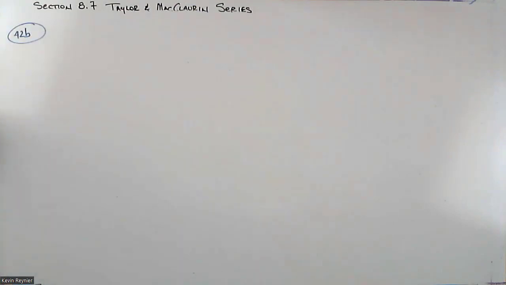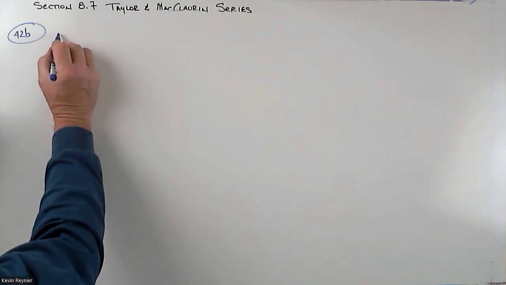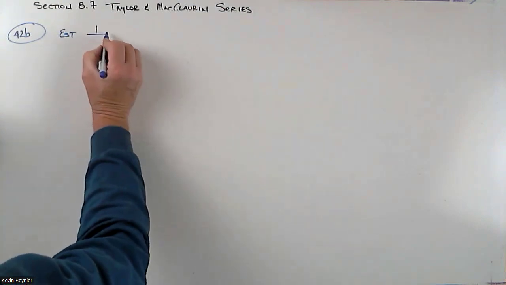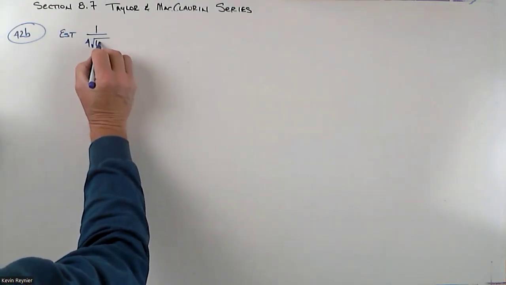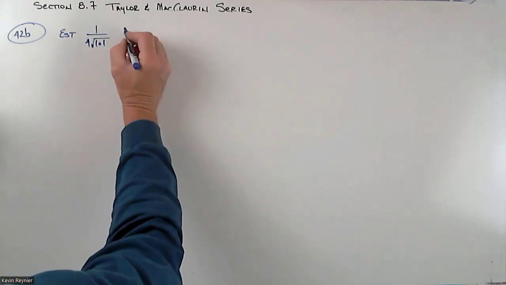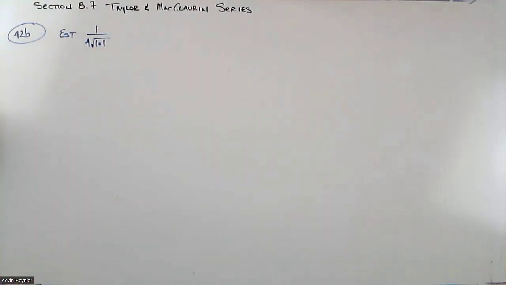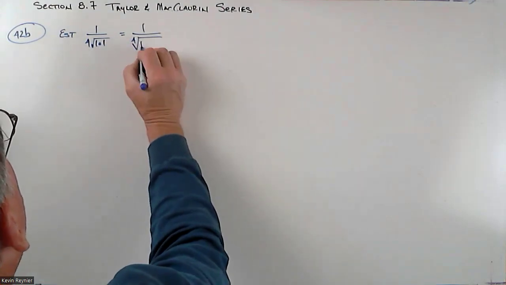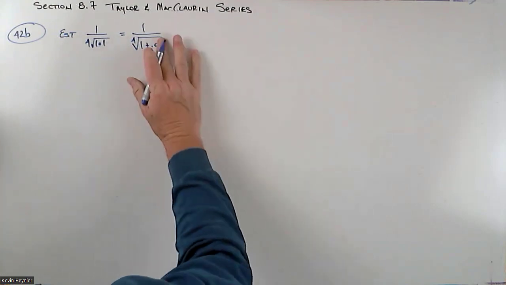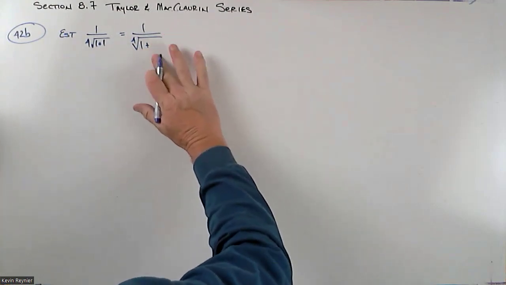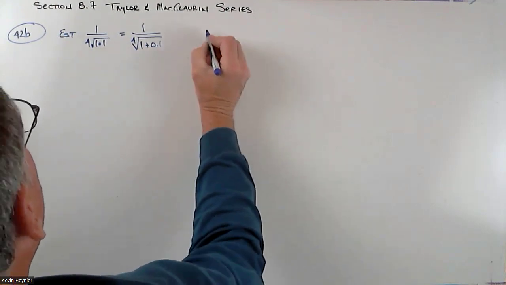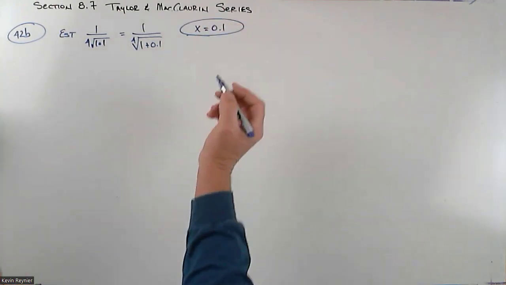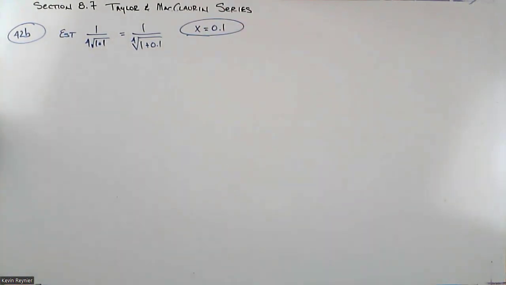42B says use part A to estimate. Oops. Okay, so we want to estimate 1 over the 4th root of 1.1 to 3 decimal places. Okay, so this is 1 over the 4th root of 1 plus 0.1. So for us, x equals 0.1, right? That's what's important.